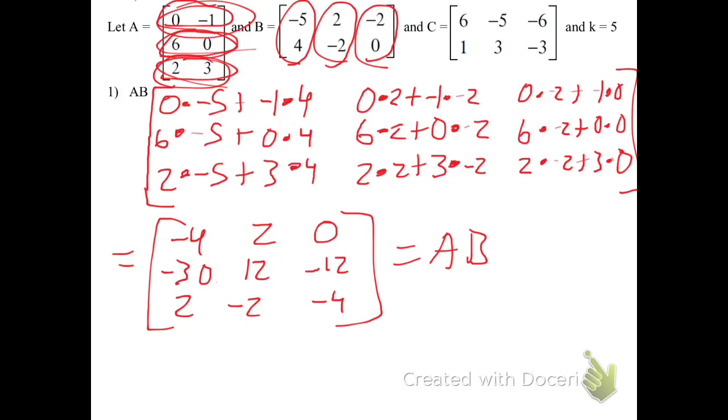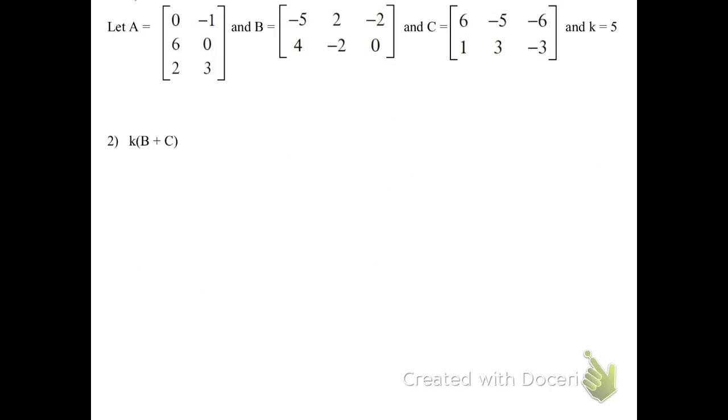Alright, now that one's done, let's move on to number 2. So this one has parentheses and then the K in front. Something you should do is do what's inside the parentheses first, like you've been told to before. At this point, we're not quite sure whether or not the K can distribute, but it might. Anyway, so you gotta do B plus C.